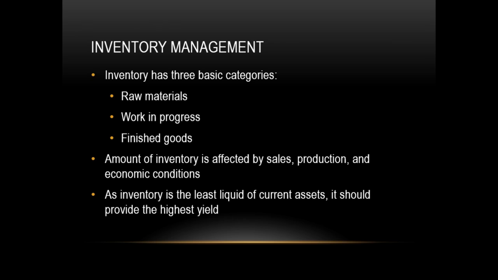Inventory management has 3 basic categories: raw materials, work in progress, and finished goods. Amount of inventory is affected by sales, production, and economic conditions. As inventory is the least liquid of current assets, it should provide the highest yield.